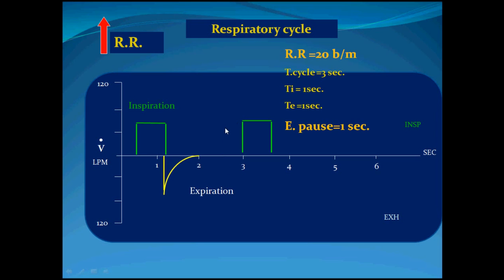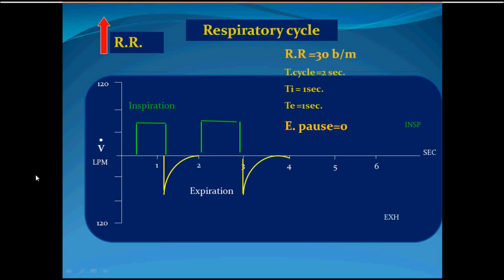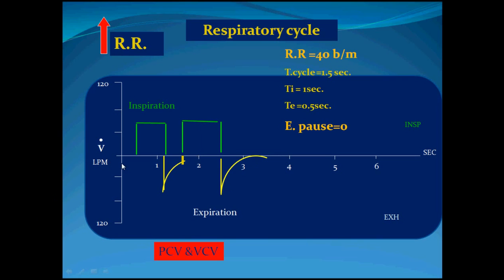So we still have ample time for another increase in the rate. What will happen if we increase the rate from 20 to 30? The duty cycle will be 2 seconds, one for inspiration and one for expiration, and no room for the expiratory pause. This is inspiration, expiration, inspiration, expiration, no expiratory pause. What will happen if I increase the rate from 30 to say 40? The duty cycle will be 1.5 seconds.